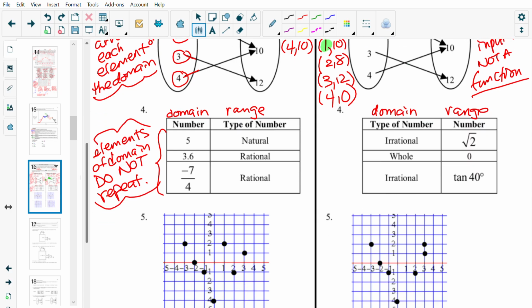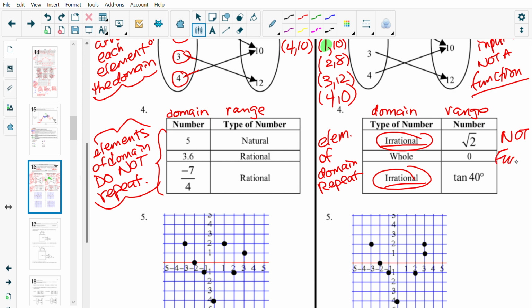How about this one? Repeat, repeat, irrational, irrational. So elements of the domain repeat. So this is not a function.